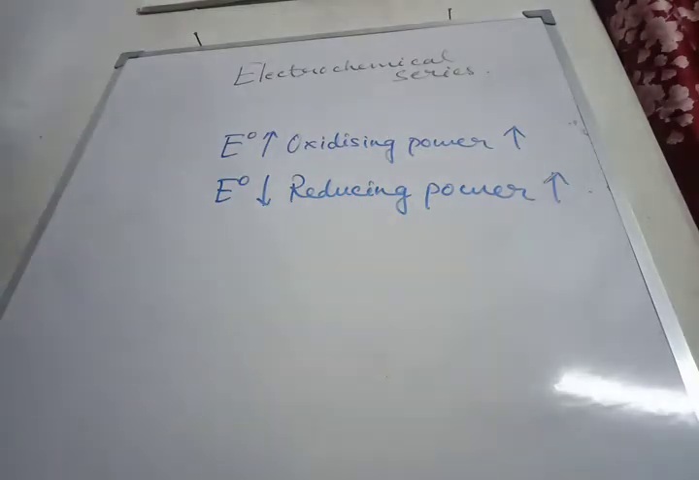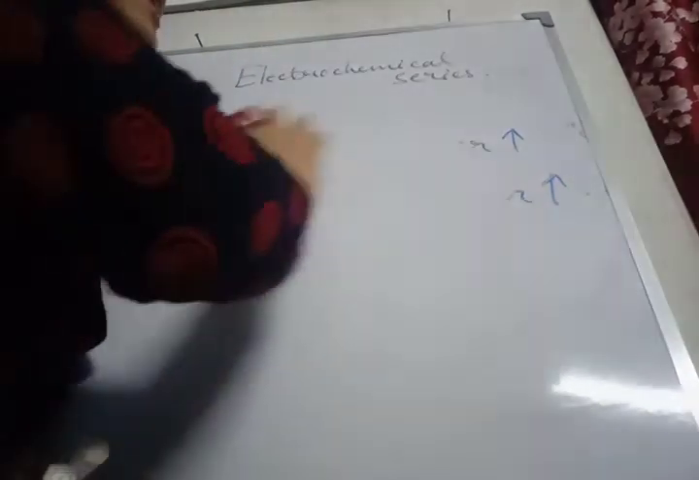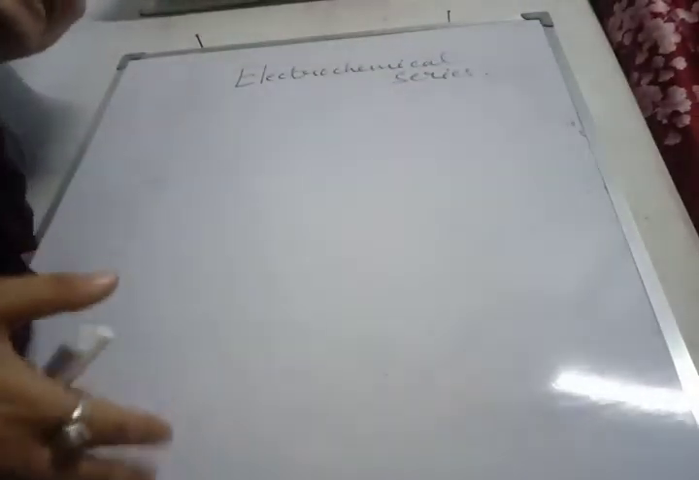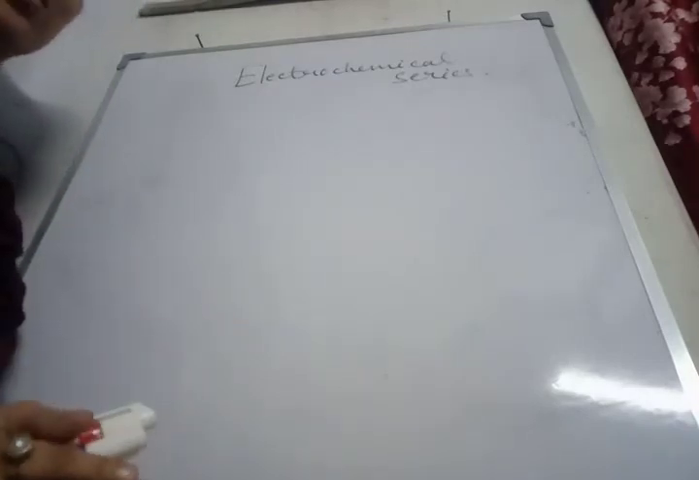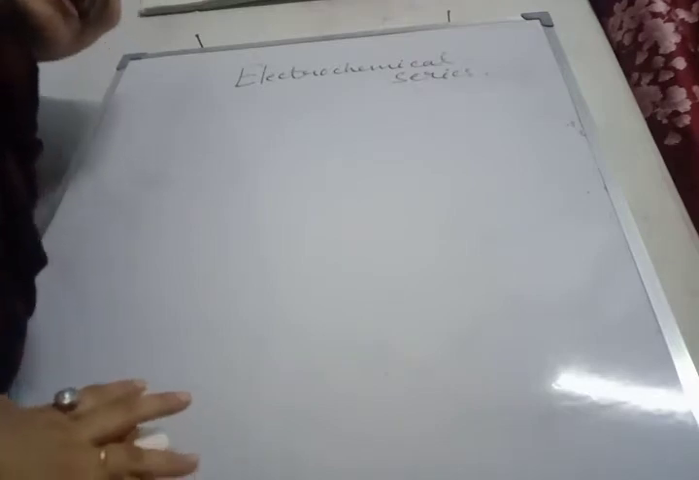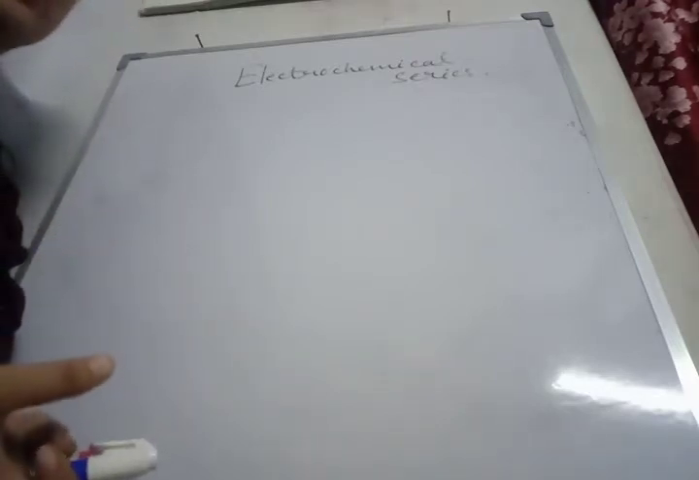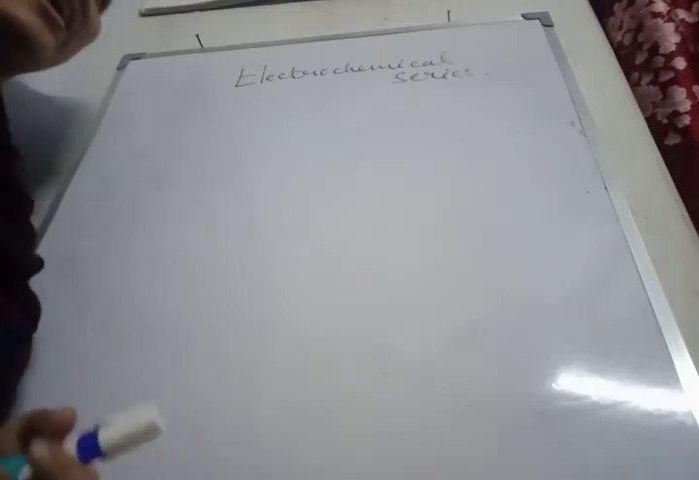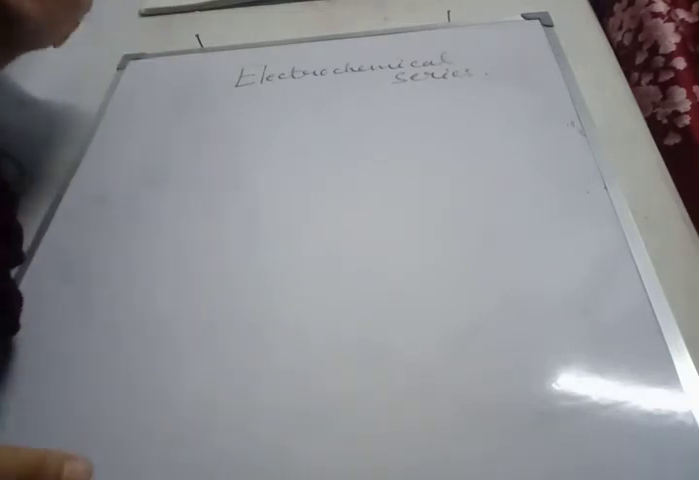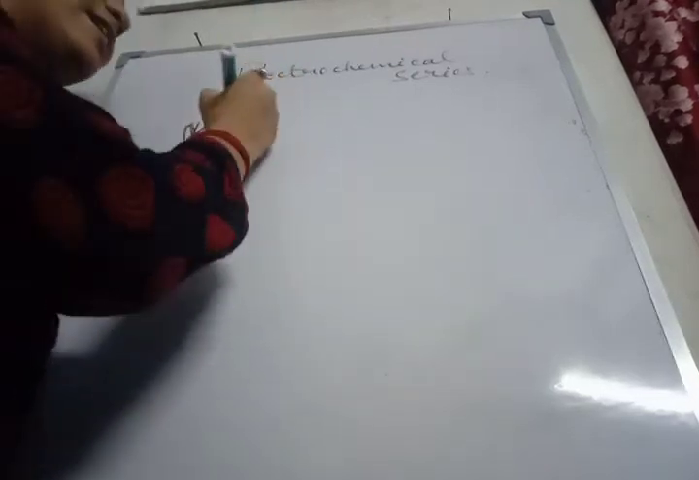Okay. Next, we have the reactivity of elements. An electrode with negative electrode potential with respect to the standard hydrogen electrode will always act as an anode, and an electrode with positive electrode potential with respect to the standard hydrogen electrode will act as a cathode. An element present lower in the series can displace an element present higher in the series.